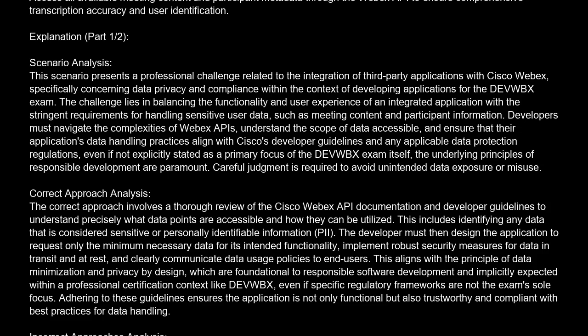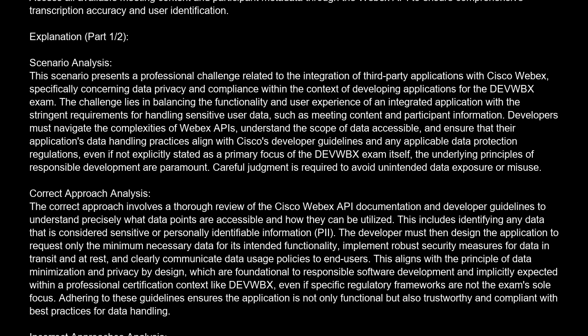The correct answer is A. Access all available meeting content and participant metadata through the Webex API to ensure comprehensive transcription accuracy and user identification. Explanation. Scenario analysis. This scenario presents a professional challenge related to the integration of third-party applications with Cisco Webex, specifically concerning data privacy and compliance within the context of developing applications for the DEVWBX exam.